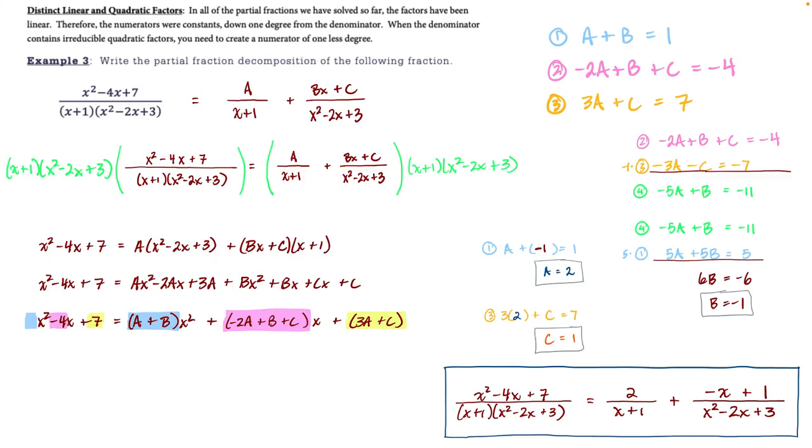All right, we have a few more examples to practice in the day 2 practice set. Go ahead and complete those, check your answers, and that'll be it for our discussion on partial fraction decomposition.